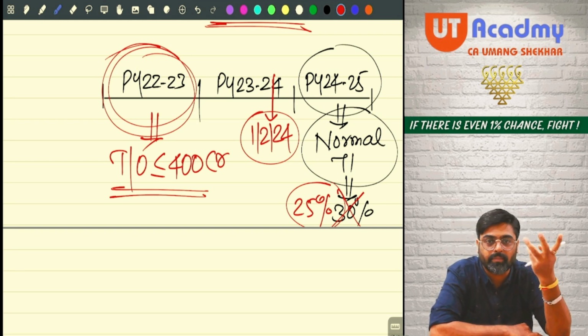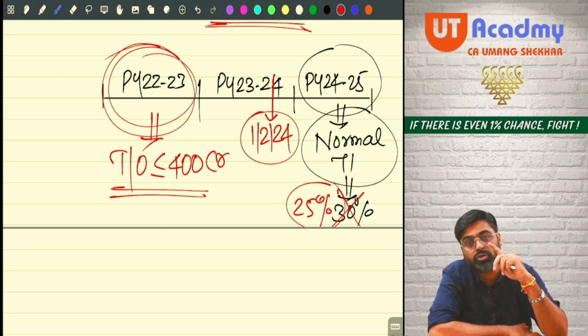But for foreign companies, what is the tax rate? Earlier it used to be 40%. Now from this year onwards it is 35%. Yes or no?